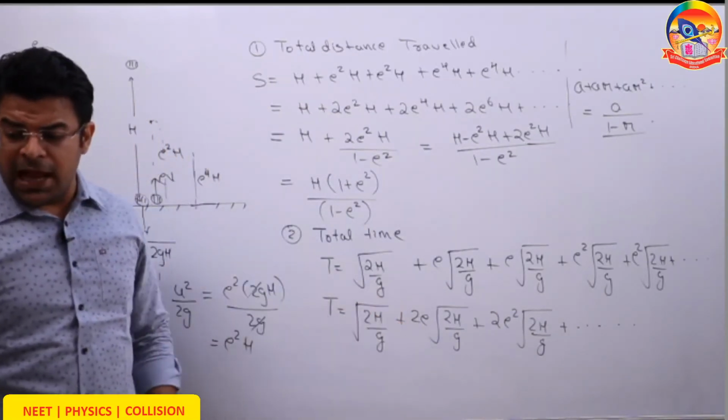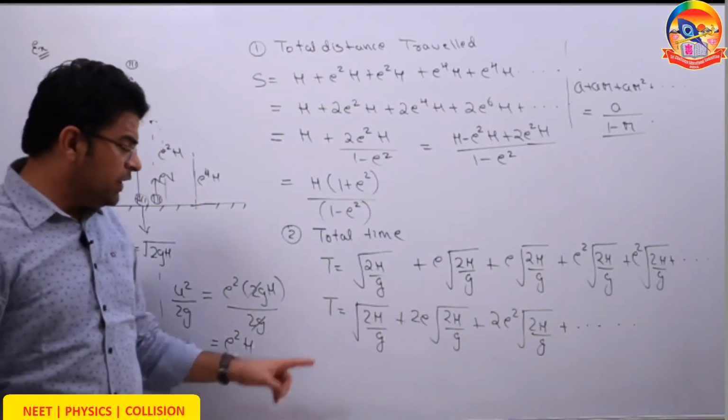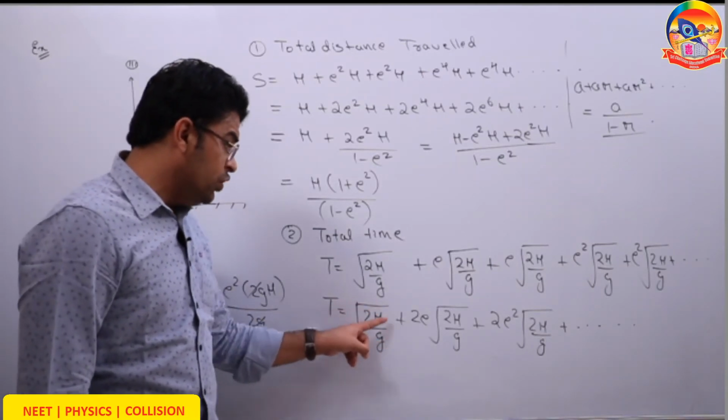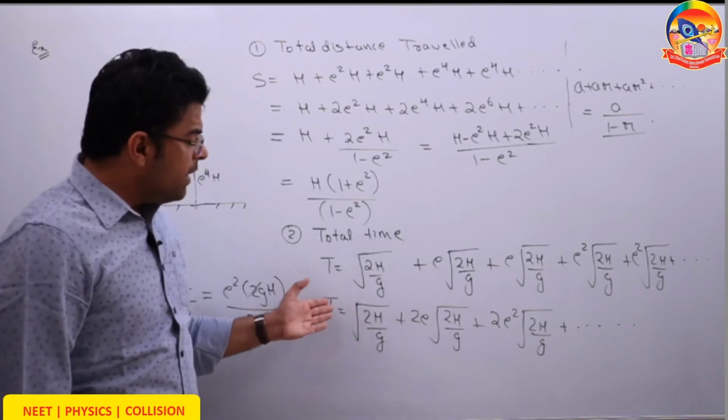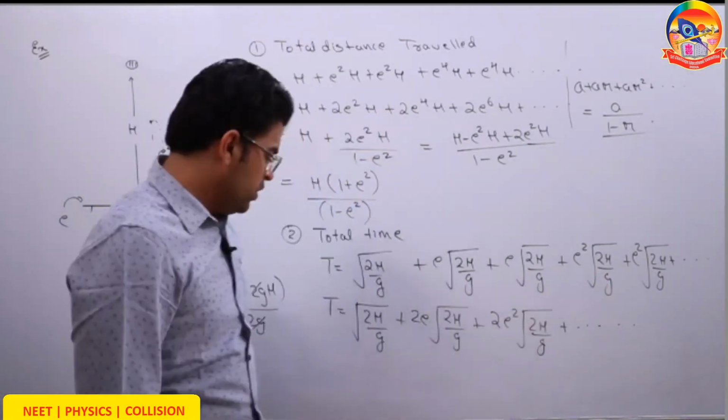Beta, why am I not including the first term? Because the first term contains an x, it does not contain a 2. If the first term had contained a 2, then I would have taken the whole as a GP. So how to find the sum?